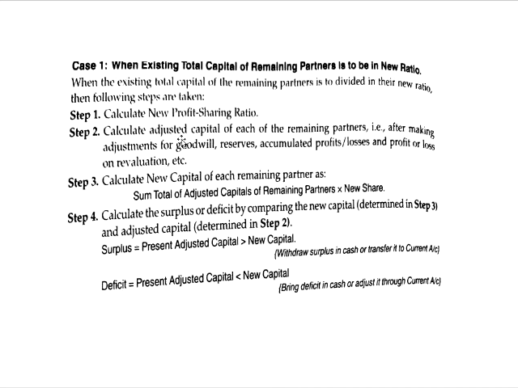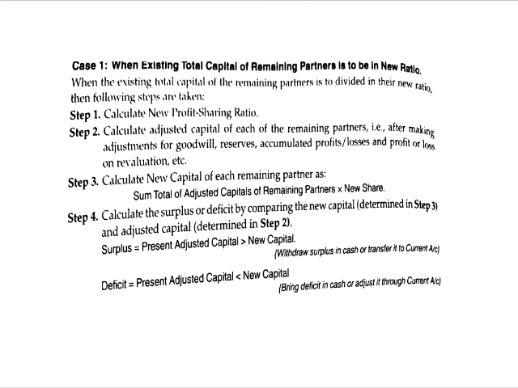Once again I am just repeating what steps you have to follow. First, calculate the new ratio. Second, calculate the adjusted capital simply by preparing the capital account. Third, you sum the total of the adjusted capital of only the remaining partners, don't consider the retiring partner here, and then you distribute it in the new ratio. And then you compare your second step with the third step. If there is any surplus, he will withdraw, and if there is a deficit, he will bring it in either in cash or by opening a current account.